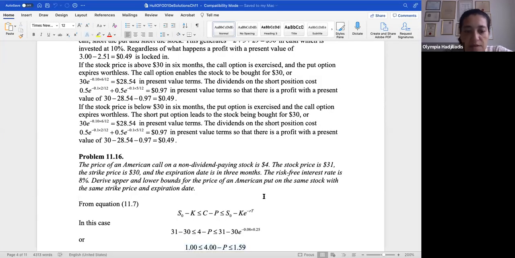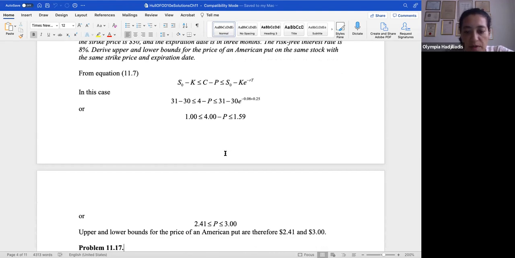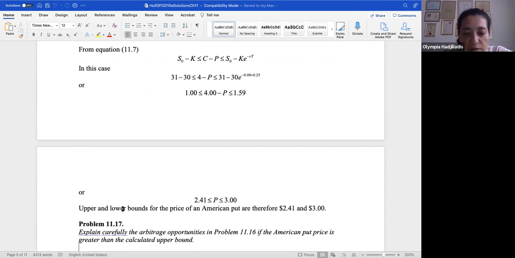We go back. This is equation 11.7 once again. And so we have upper and lower bounds. In this case, $4 for the call minus the put is bounded below by 31 minus 30, and bounded above by 31 minus the present value of 30, which is 30 times e to the minus 0.08 times 1/4, because the expiration date is in 3 months. And so you obtain these upper and lower bounds for the put. So the upper and lower bounds for the American put are therefore $2.41 and $3.